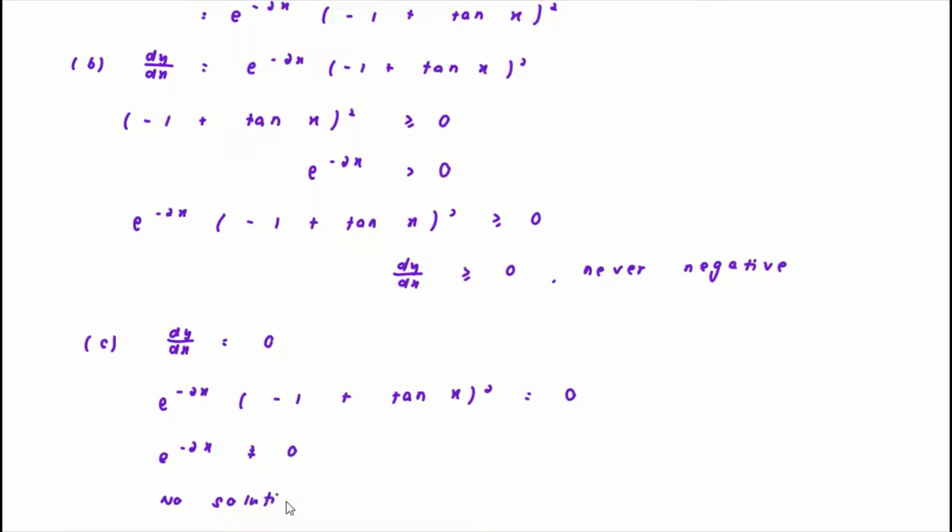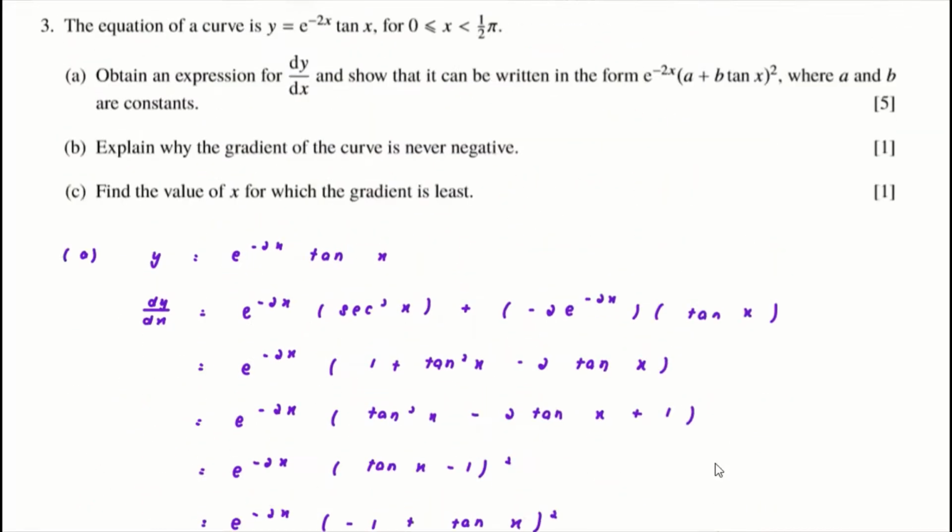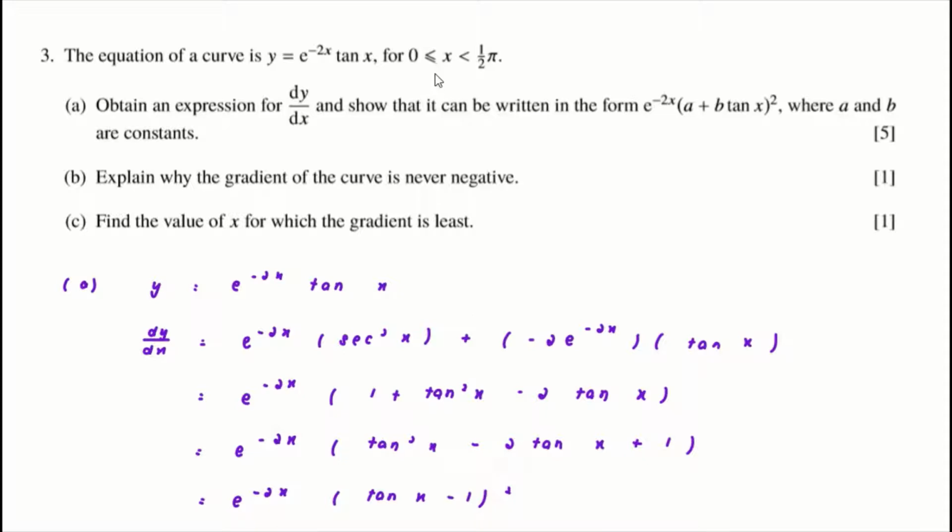Then after that, for the other part, we have negative 1 plus tangent x squared equals 0. So in this case, you move it over to the other side, and the square root of 0 is still 0. So tangent x will be equal to 1. Let's see for this question, question 1, x is between 0 and 1/2 pi.